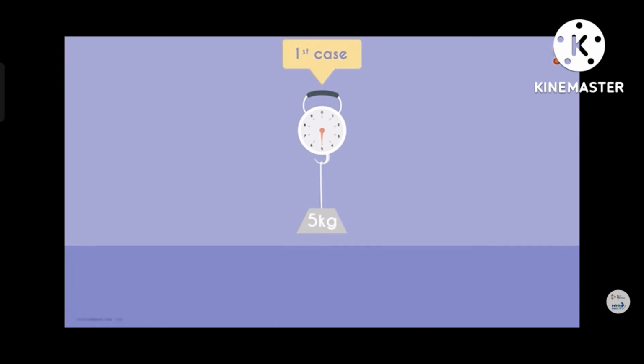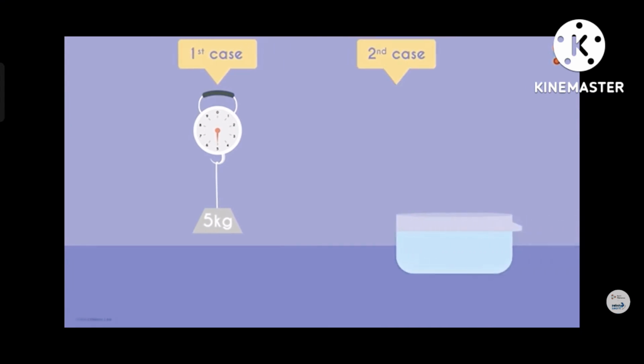Take a 5 kg solid object and suspend it by a spring balance. The balance will read 5 kilograms. Let this be the first case. For the second case, take a beaker of water which has a small opening at the top. The water in the beaker is filled right up to this point where the opening is. And we keep a small container under the opening.